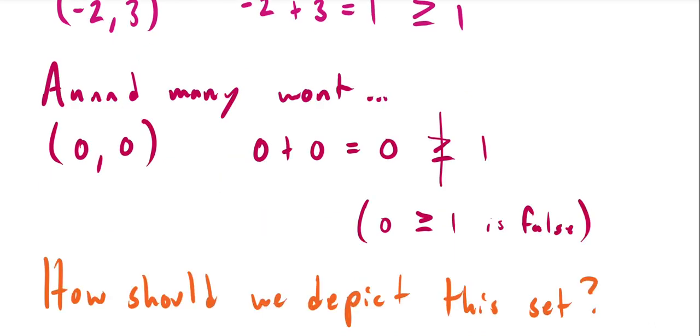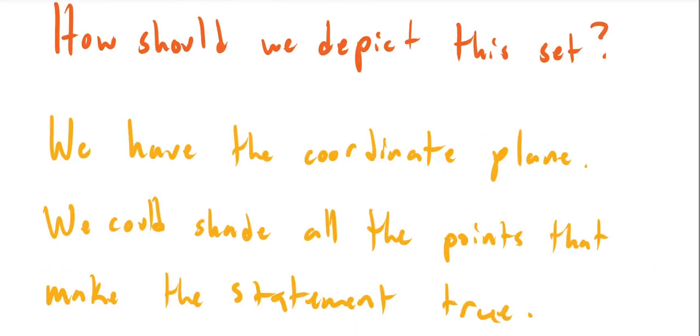Now, how should we depict this set of solutions to the inequality? So we have the idea of the coordinate plane, and what we've done before is we marked a line on it that solves an equality. Now, instead of trying to mark a bunch of lines, we're just going to shade the whole region of the plane that satisfies the statement.